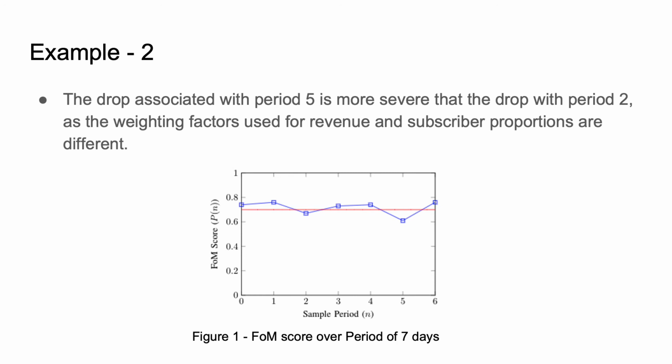So we can see that in period 5, the loss in 5G web services had more impact than in period 2, where the loss in 2G and 3G voice calls occurred.